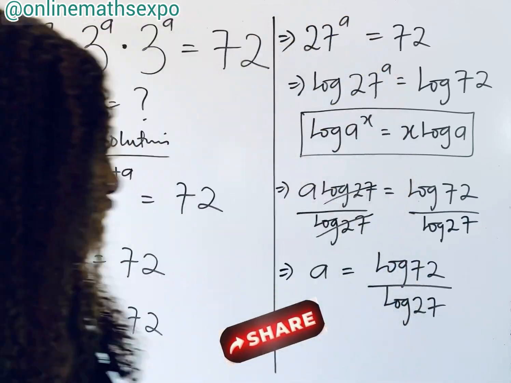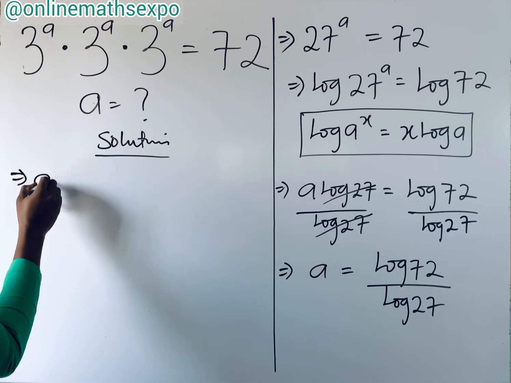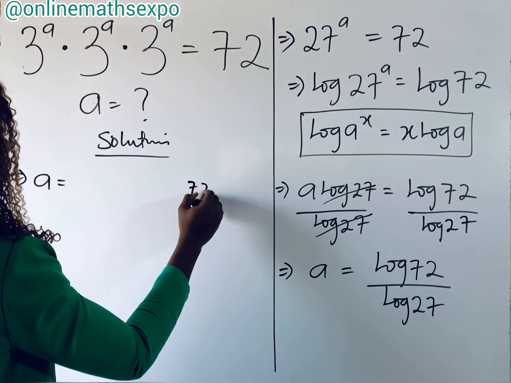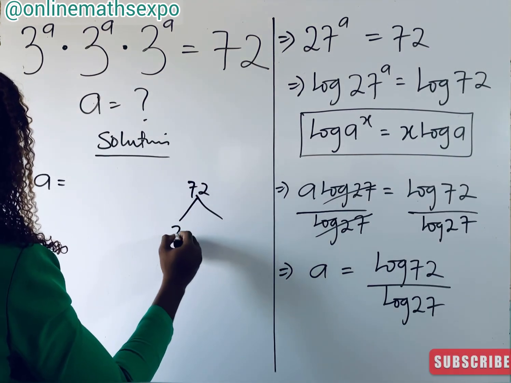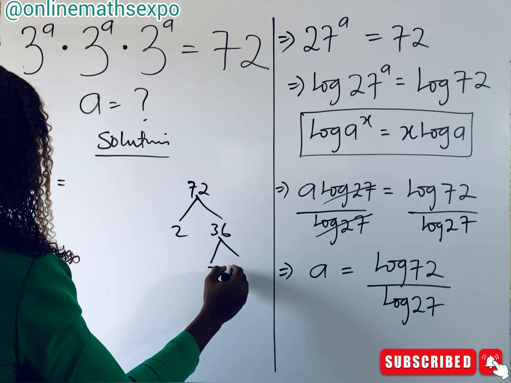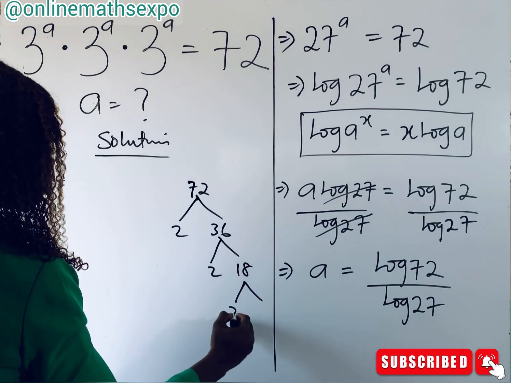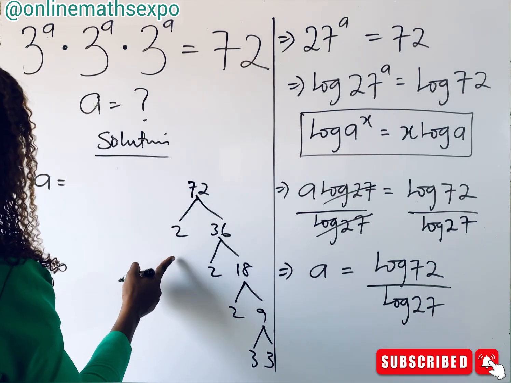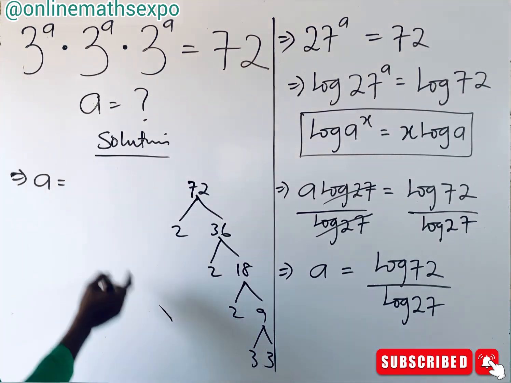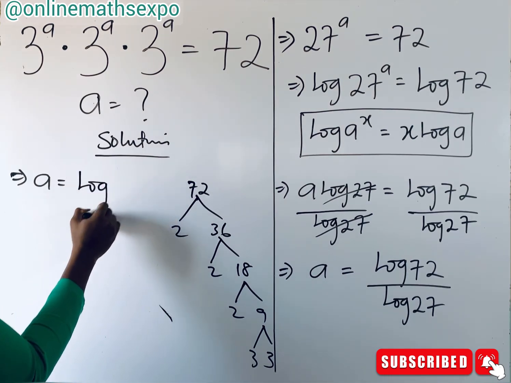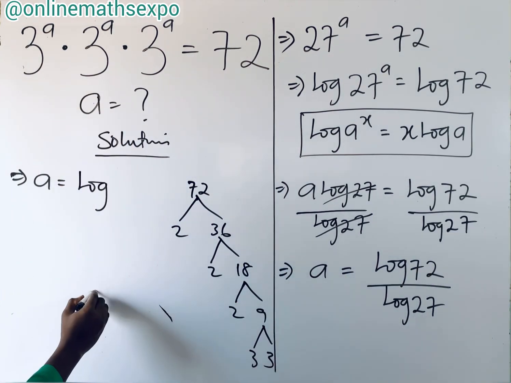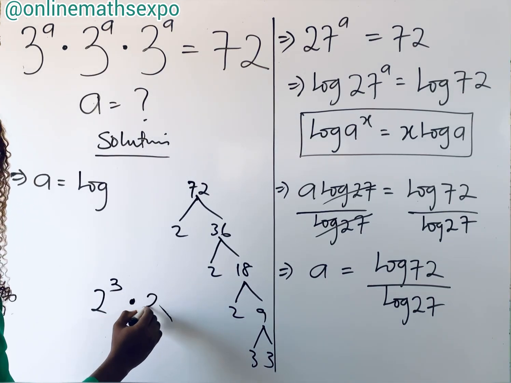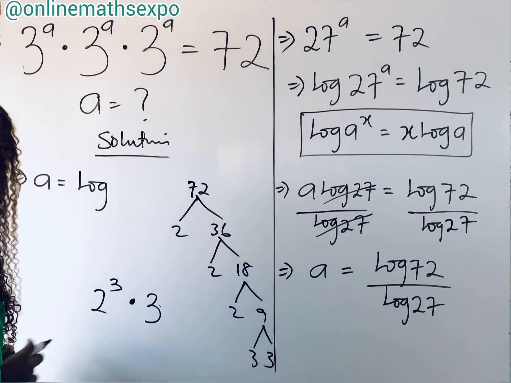Let's continue. And to do this, we have a is equal to, now remember that 72 is the same as 2 times 36. This will give us 2 and 18. This will give us 2 and 9. This will give us 3 and 3. So you observe that 72 will give us 2 three times and 3 two times. So we're going to have log of, for this 72, 2 to the power of 3 multiplied by 3 to the power of 2, okay.